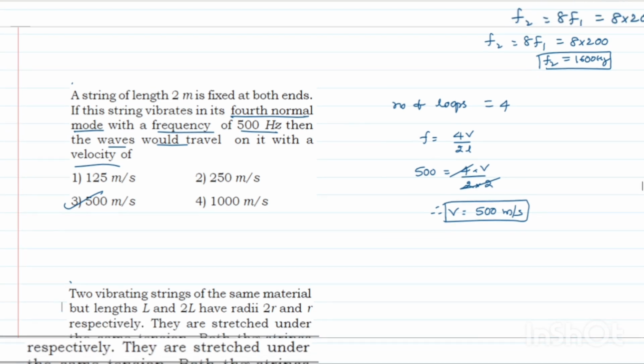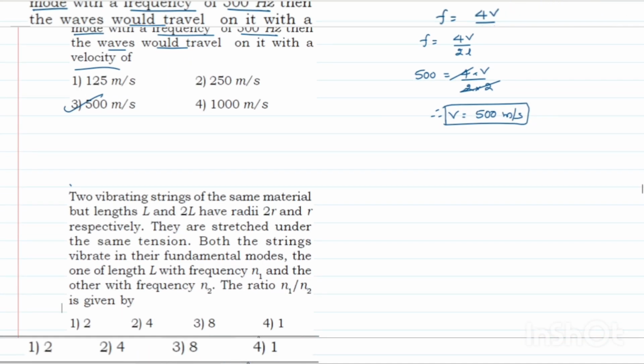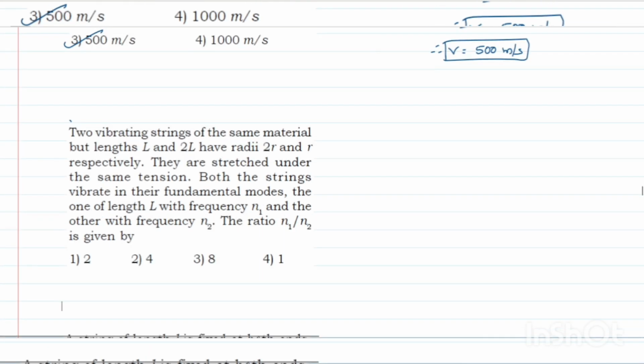Let us take the next question, students. The question says two vibrating strings of the same material, meaning the density is the same, have lengths L and 2L and radii 2R and R respectively. They are stretched under the same tension. Both strings vibrate in their fundamental modes. The one of length L has frequency N1 and the other has frequency N2. They are asking for the ratio of N1 and N2.